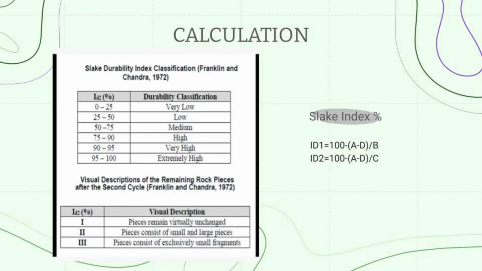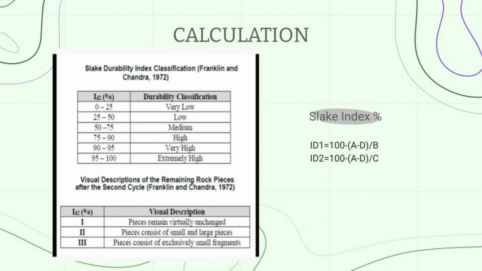For the first equation, 100 times, in the bracket, A minus D, and then divided by B. A is the weight of sample, rock and drum. Meanwhile, D is the weight of the clean and dry drum. B is the mass of drum and specimens after 24 hours.